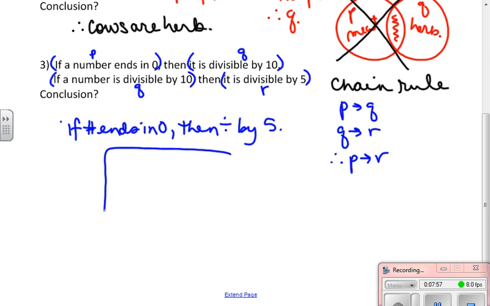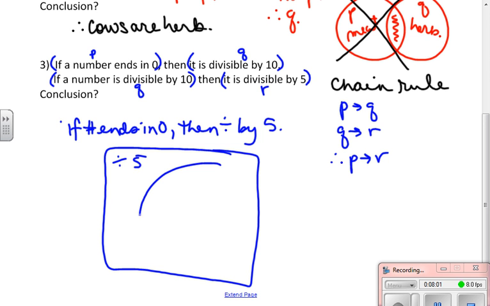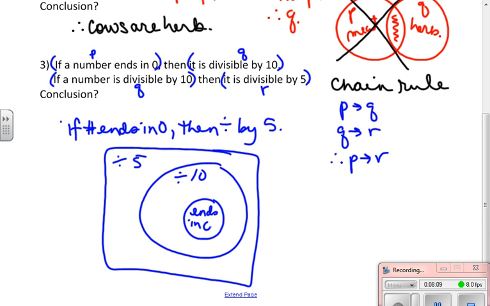How does that look in a picture? Divisible by 5 is all the way outside, then divisible by 10, and the most specific subset is that it ends in 0. So if it ends in 0, it's divisible by 10. If it's divisible by 10, it's divisible by 5.